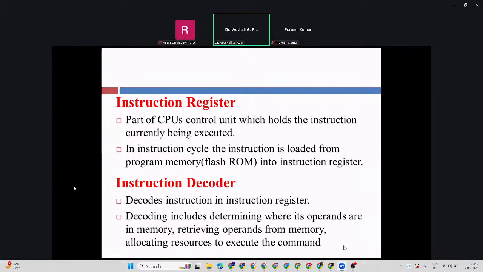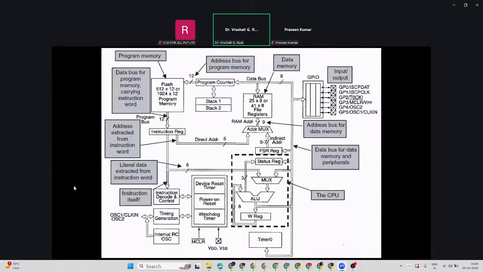Everything is required, right? Decoding means you are getting the instruction. For example, the instruction was MOVLW 25H. We are asking the literal value 25 to be moved to W. Okay, direct value we were transferring there. So it is required to determine what your operand is, where that operand is present, and retrieving the operand. If it is in memory, you have to retrieve it from memory and allocate the resources for doing all this. This is done by whom? By the instruction decoder.